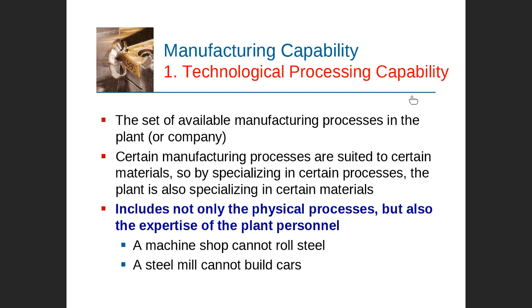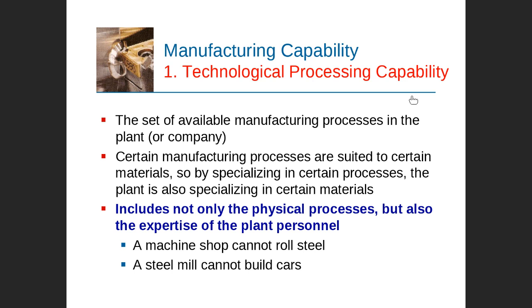Still not clear? What does that mean? It means that if you just go to a car tire company and ask them to manufacture 100 tables, is it possible? No way. Why? Technologically, they have no capability. A car tire manufacturer doesn't have the technological capability to manufacture tables. They don't have the machines or the facilities to manufacture tables. This is what we call technological capability.